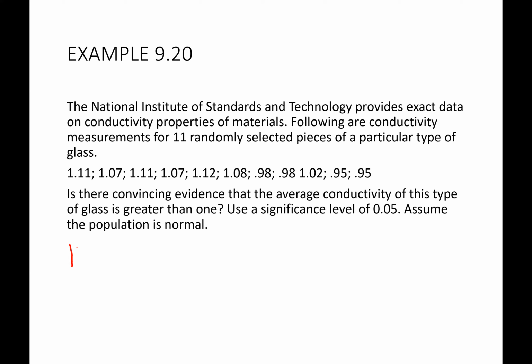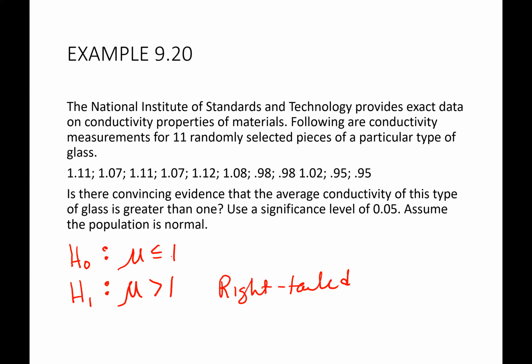So what's my null and alternative hypothesis? What are we trying to show here? Is there convincing evidence that the average conductivity of this type of glass is greater than 1? So that would be that mu is greater than 1. So this would mean that this is a right-tailed test. So what would be our null hypothesis? Mu is less than or equal to 1.